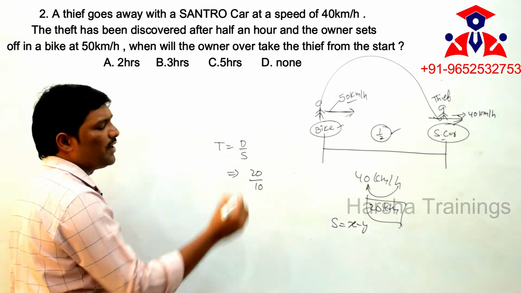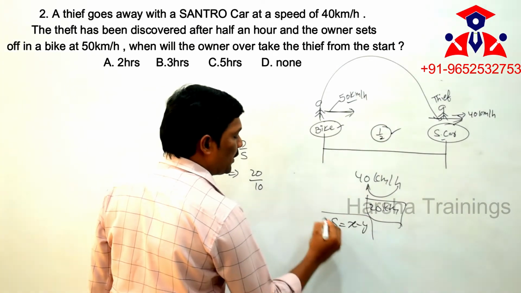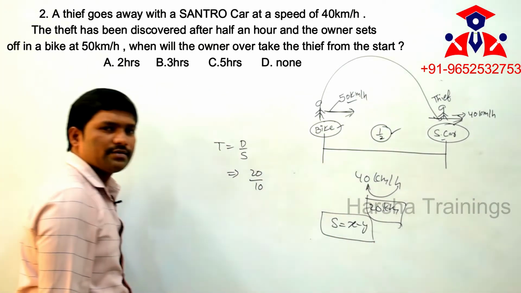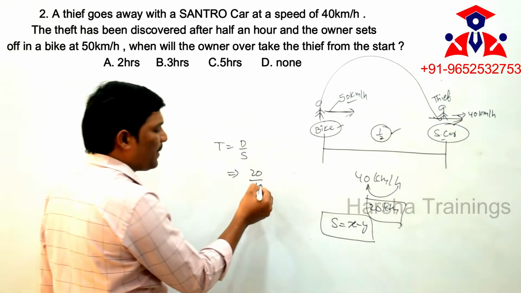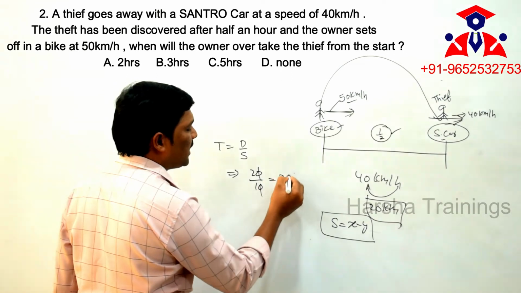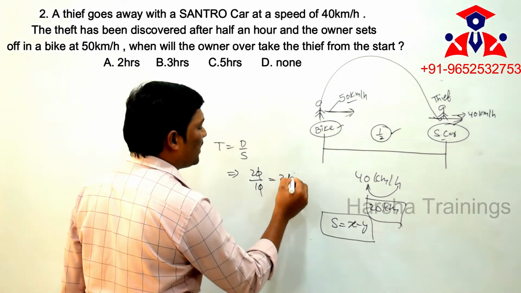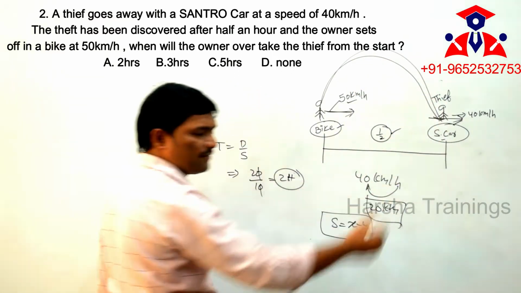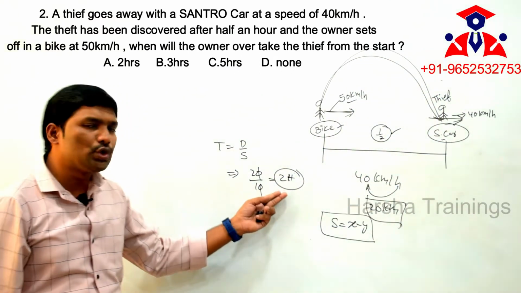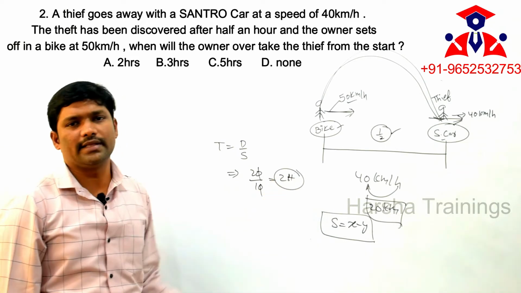So the two persons are moving in the same direction. What is the relative speed? S is equal to x minus y. 50 minus 40 is equal to 10 km per hour. And the zeros cancel, so it is equal to 2 hours, right? After 2 hours, the owner overtakes the thief. What is the answer, guys? After 2 hours, the owner overtakes the thief.